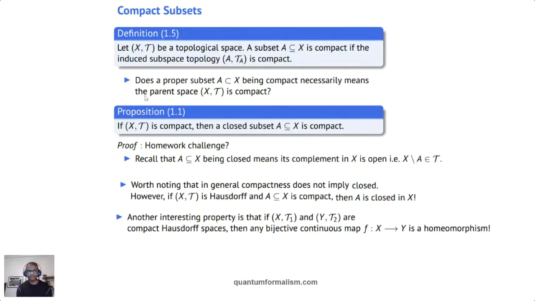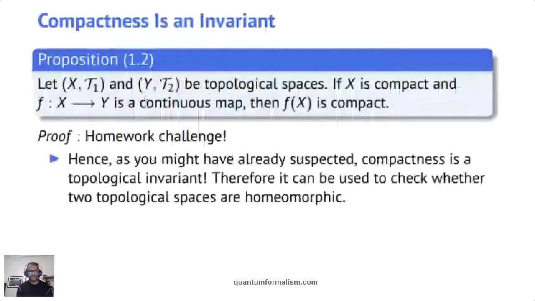Okay. So compactness, as you're already guessing, is a topological invariant. Therefore you can use compactness to assess again whether two topological spaces are homeomorphic or not. If one is compact and the other one is not compact, then they cannot be homeomorphic. Okay.